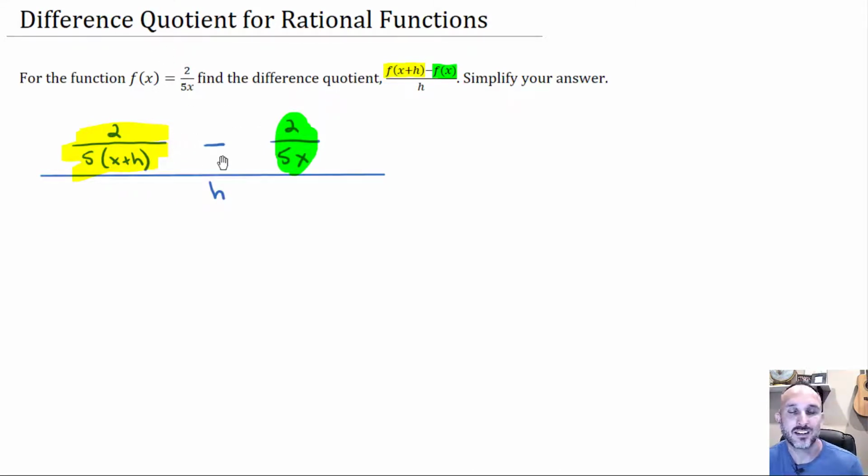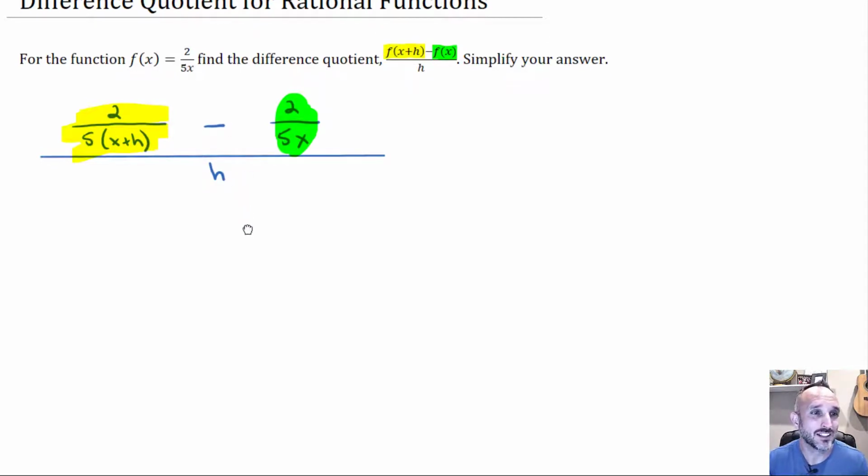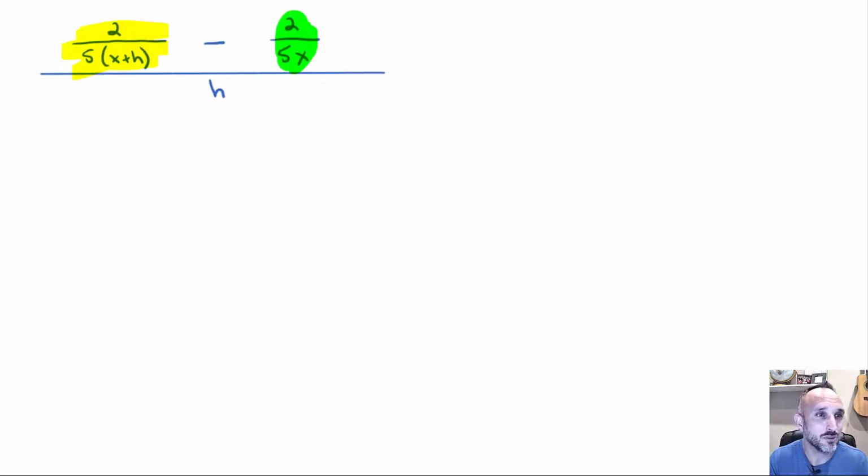And the reason I said this is one of the more difficult types of difference quotients is because, as you can see, you have fractions within fractions. In my experience, students don't like just fractions, but now you're throwing them into other fractions. So let's get started with this. How do we do this? How do we simplify it? Well, what we need to do is we need to combine the fractions on the top. And since we're subtracting, if we're adding or subtracting fractions, we need a common denominator.